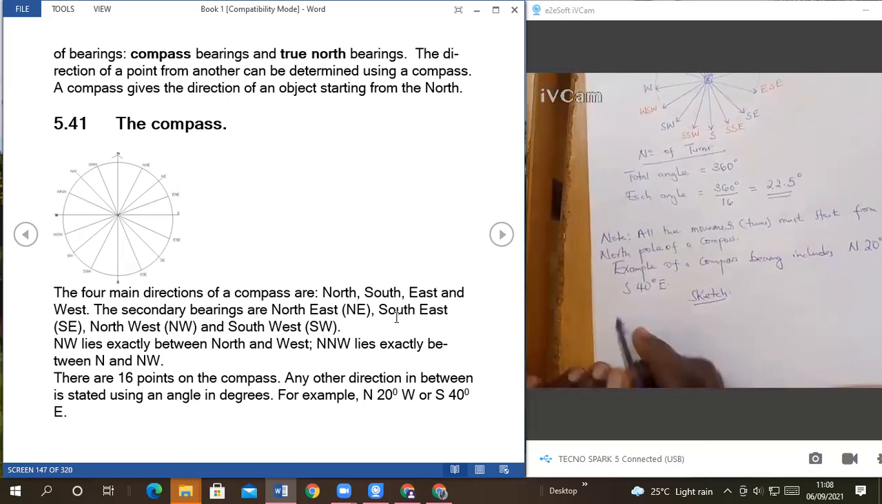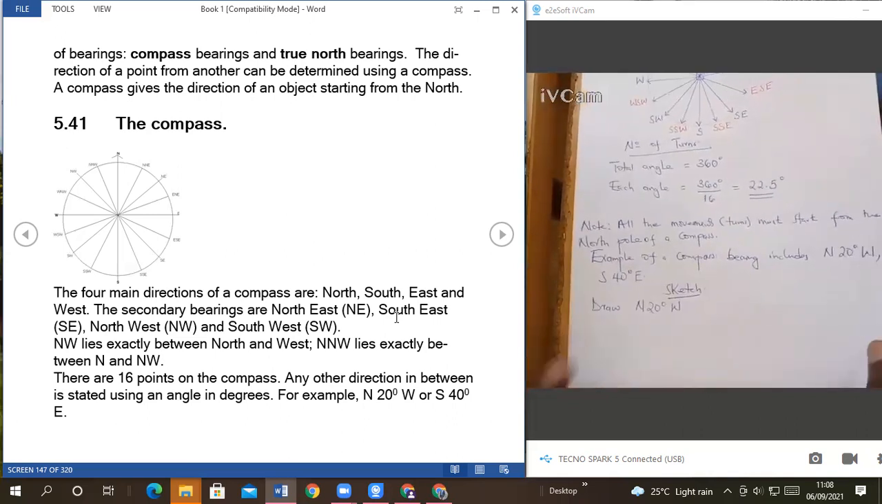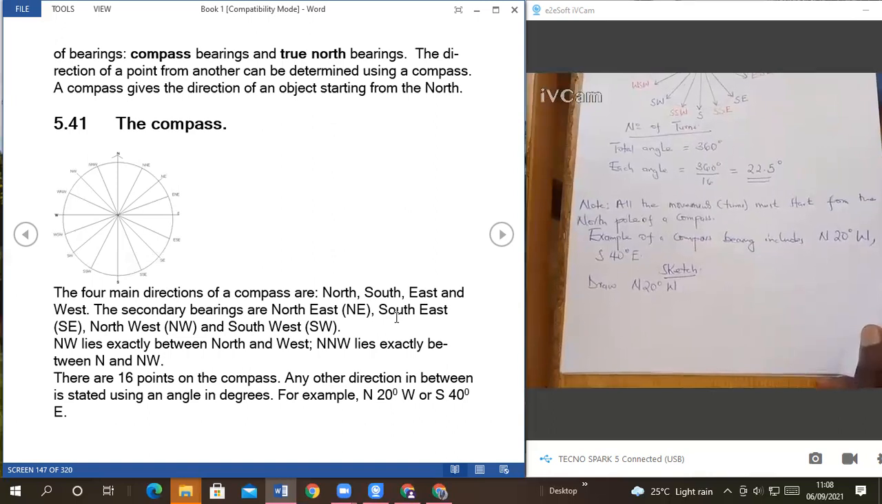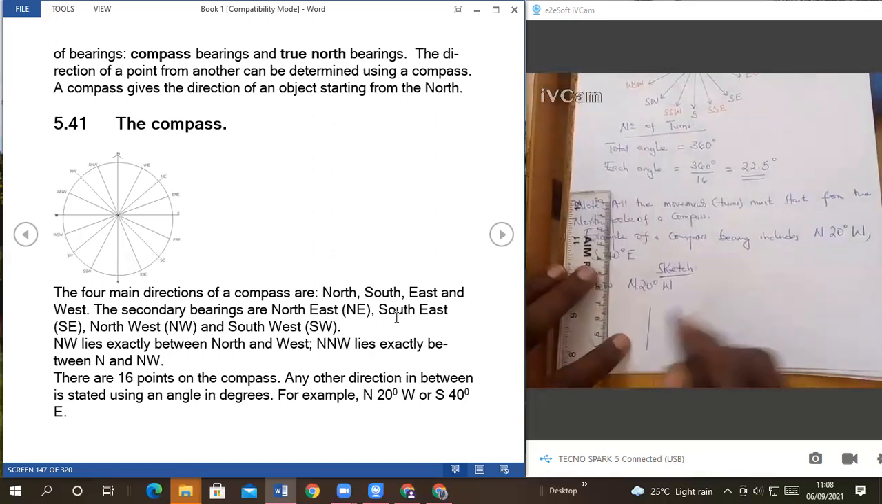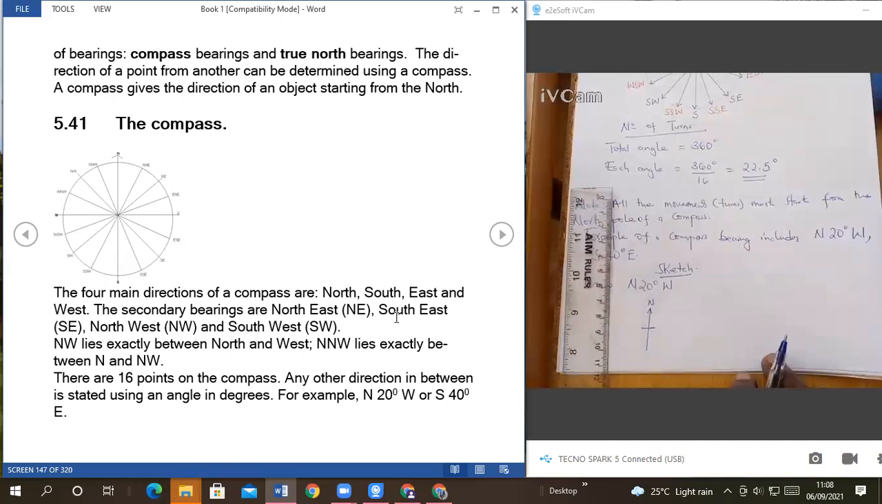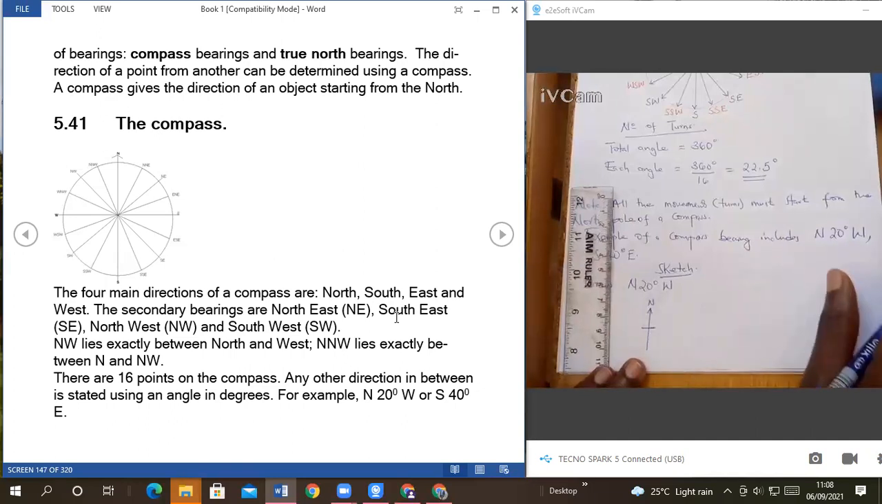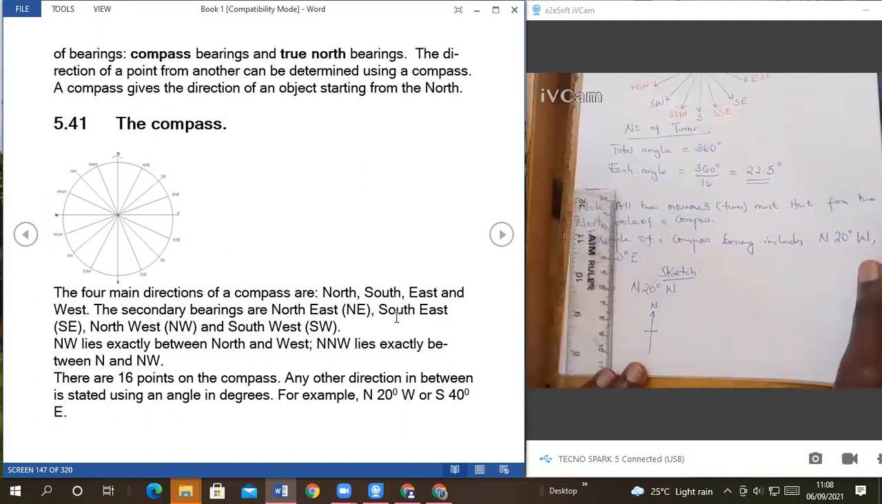Now, you draw for me this bearing. Draw for me north 20 degrees west. Let's draw that. You first draw a simple compass. Just a simple compass. You indicate the north like that. Are you together, members? Yes. We said all the movement must start from where? From the north pole.